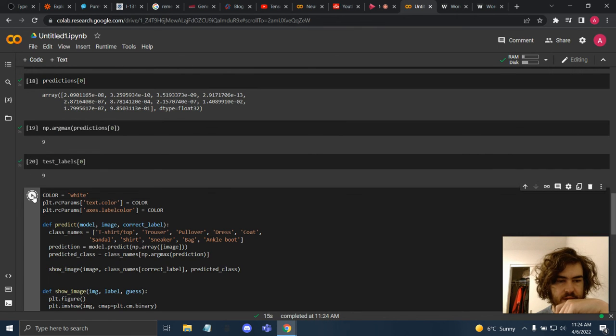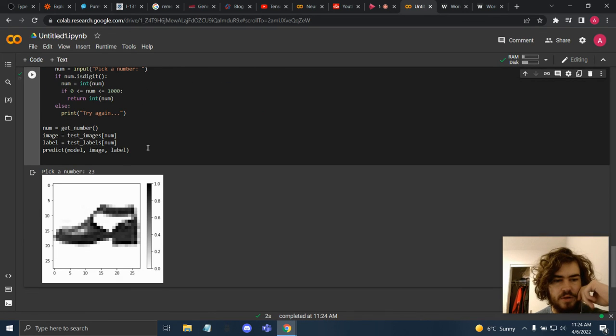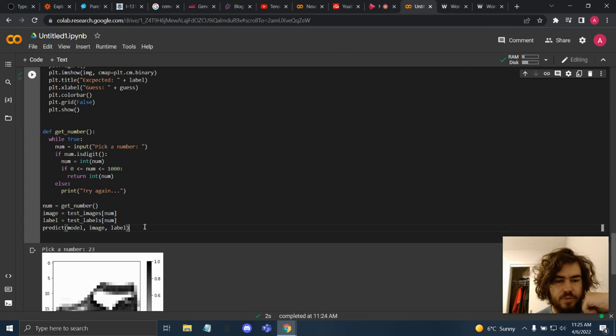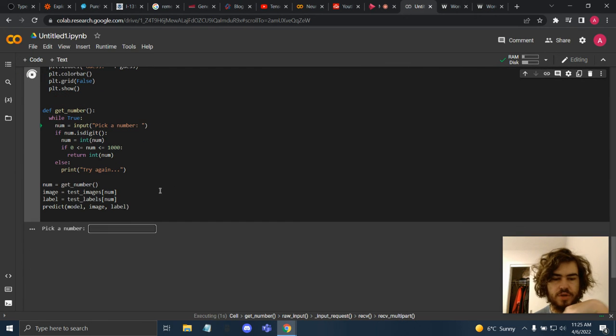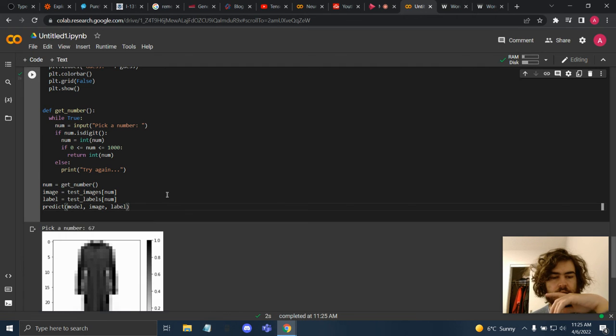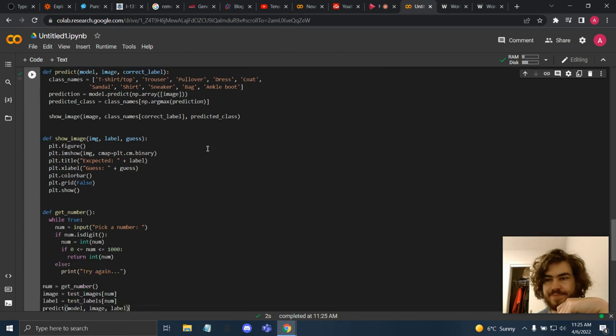And then we can run it again. All right, and let's say we do 23. I'll run through, and this is the example of the shoe that I was trying to do with the prediction. Yeah, so that's essentially how it works. You input the value, and then it tries to predict if that was the correct value or not.